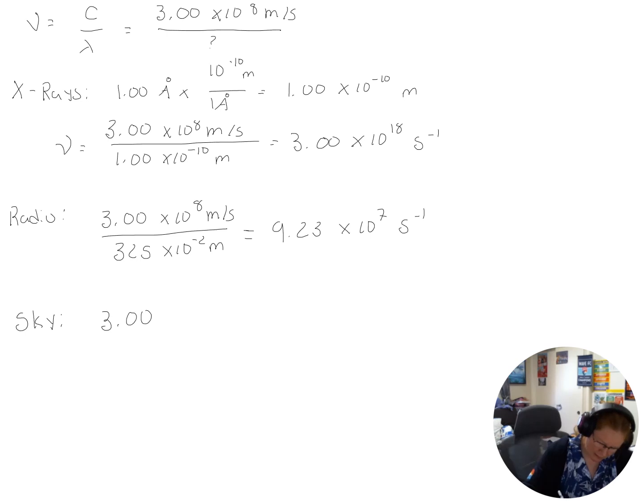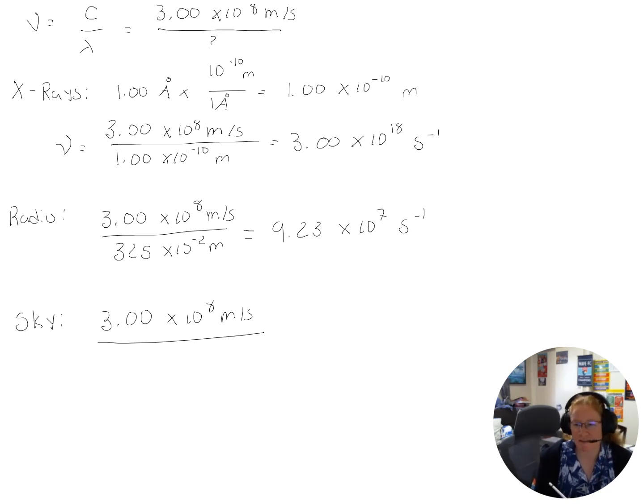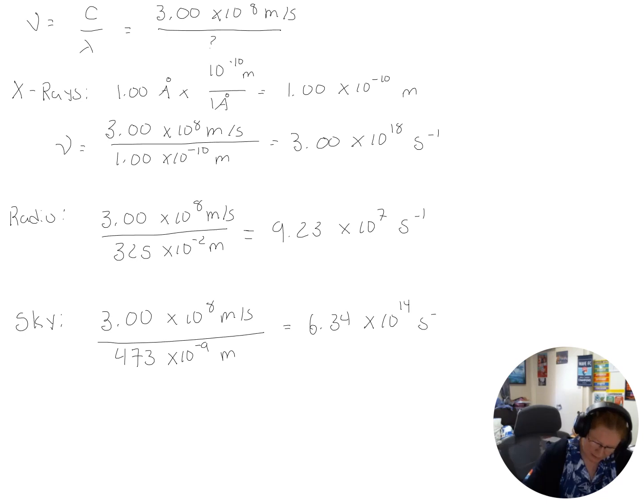and then our sky, same speed of light, that's a constant, hasn't changed. Okay, and that was 473 nanometers. We have 10 to the negative 9th meters in every nanometer, so we're going to do the same thing. We're just going to take the 473 times 10 to the negative 9th meters. We don't need to do anything complicated. You just tack that 10 to the negative 9th on there. You're good to go. And we're going to get a frequency here of 6.34 times 10 to the 14th inverse seconds.